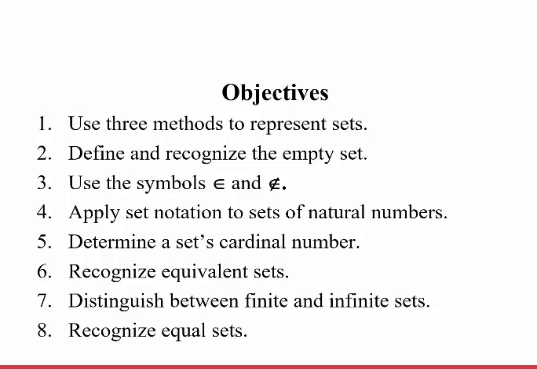Our objectives for this lecture, there are a bunch. The first one is we want to use three methods to represent sets. We want to define and recognize what's considered an empty set. We want to use these symbols: a weird looking E and then an E with a line through it. These stand for something being an element, or I'll define what an element is, something that exists or is part of a set, and something that's not.